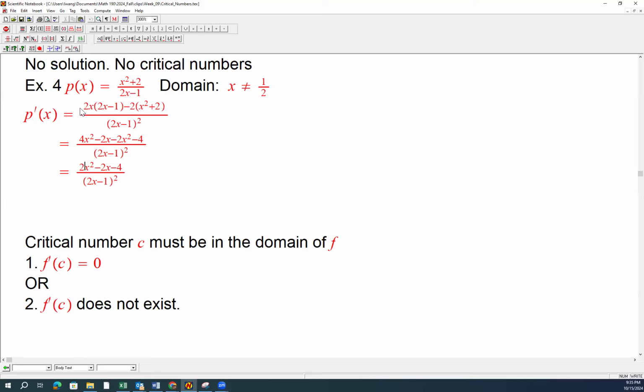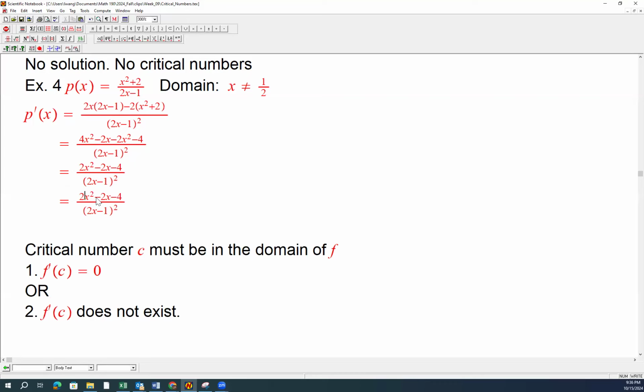Okay, so let's double check. This is the place you do wish to double check. So 2x times 2x, that's 4x squared, minus 2x. Minus 2x squared minus 4. So we got 2x squared minus 2x minus 4. We are good.